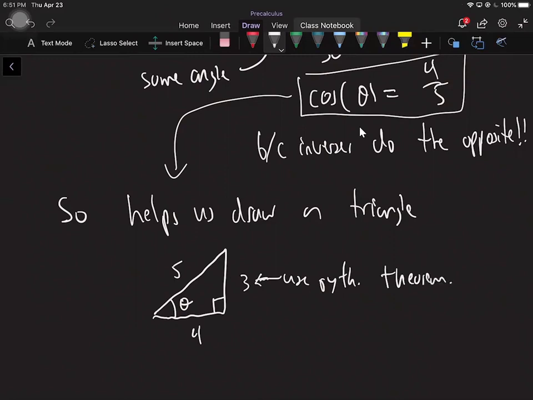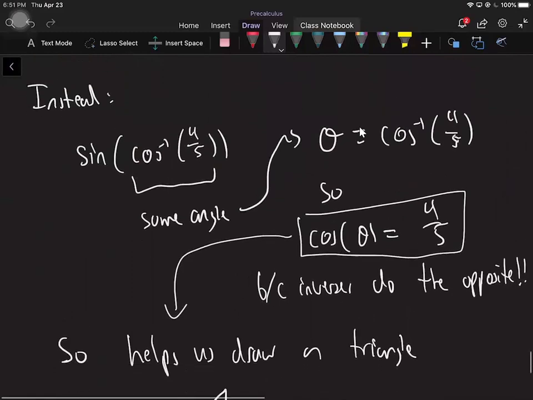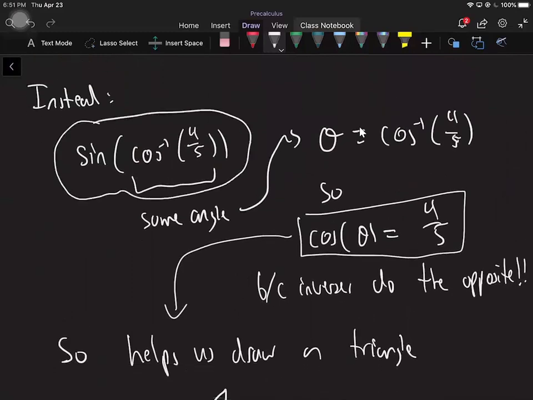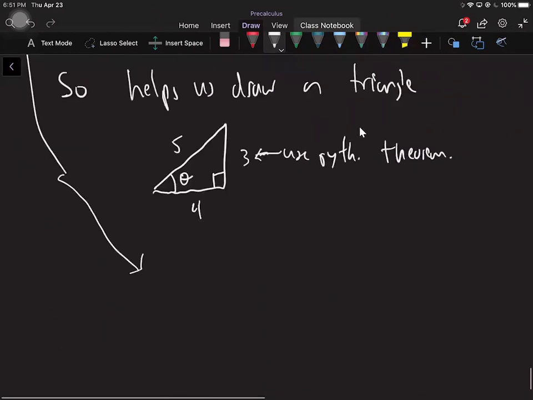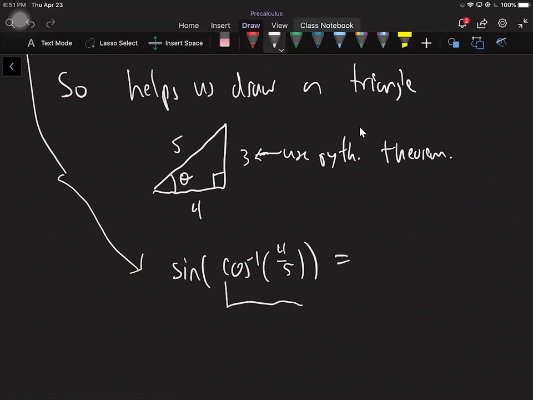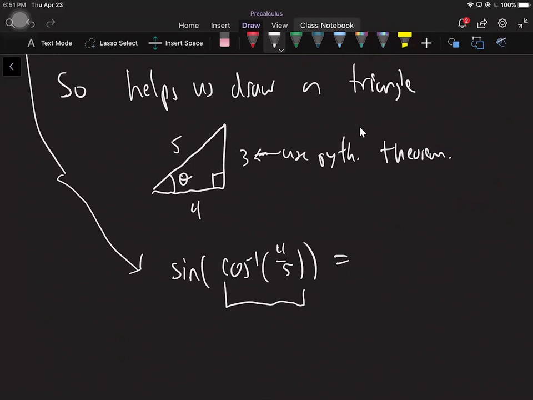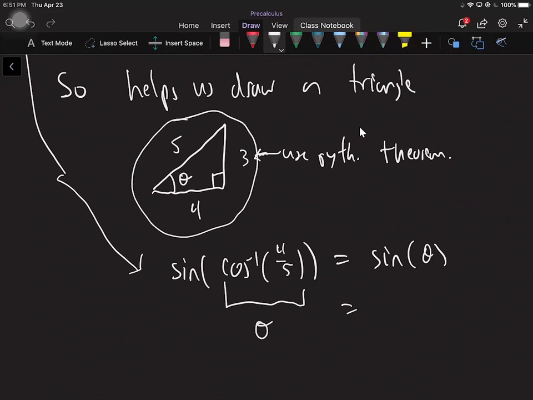So then, how does that help me? Well, let's think about this thing again. I wanted to know what this was: sine of cosine inverse of 4/5. Well, what did I just do? I just said that the inside is just some angle, so I named it theta, and I'm going to call it theta now because that's what I renamed it to be. And then I can use that same triangle I just built and say, whoa, what is sine of theta? Because that's the same theta.